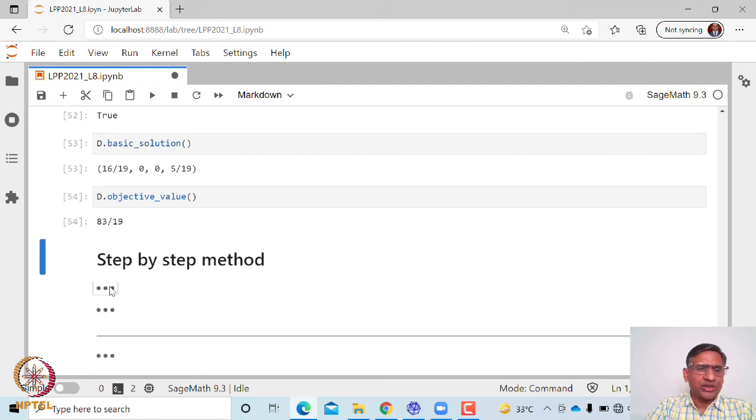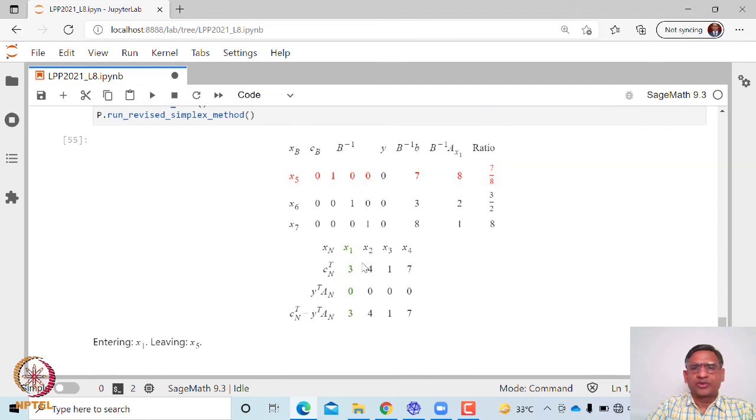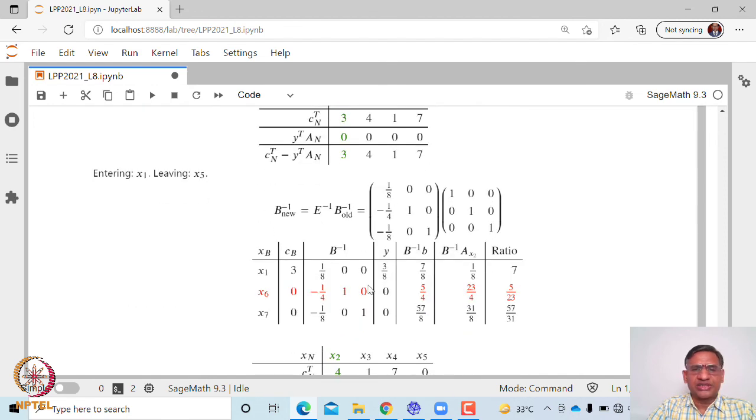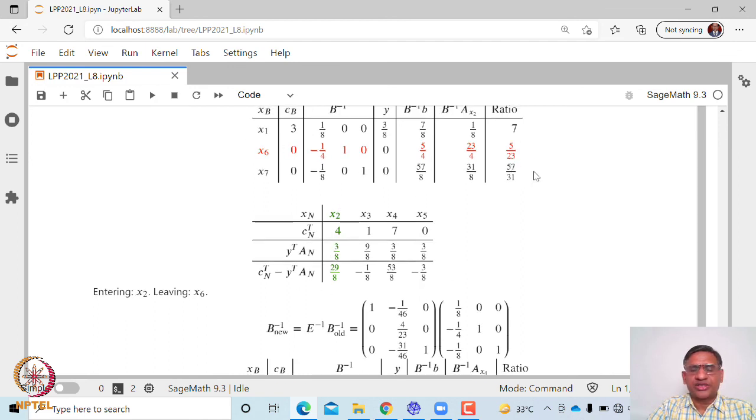Right? And again you can run this run revised simplex method. So it will show all the steps together. So you can see here, these are the steps. It tells you what is the leaving variable, what is the entering variable, and updates the basic and non-basic columns. Once you have done this, then again it is taking the one which is positive. This is x2, so x2 enters, x6 leaves, that is coming from the ratio.